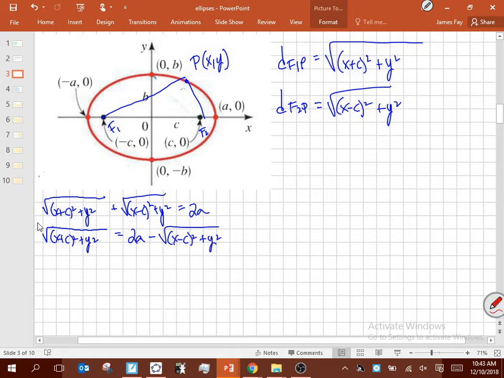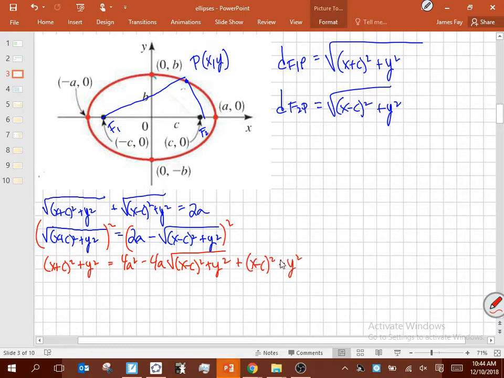Now we can square both sides. This is going to start to get ugly pretty quickly. If I square both sides, it gives me x plus C squared plus y squared. On the right-hand side, now I've got a FOIL, so I'll get 4A squared minus 4A times the square root of x minus C squared plus y squared, and then plus last times last, which gives me x minus C squared plus y squared.